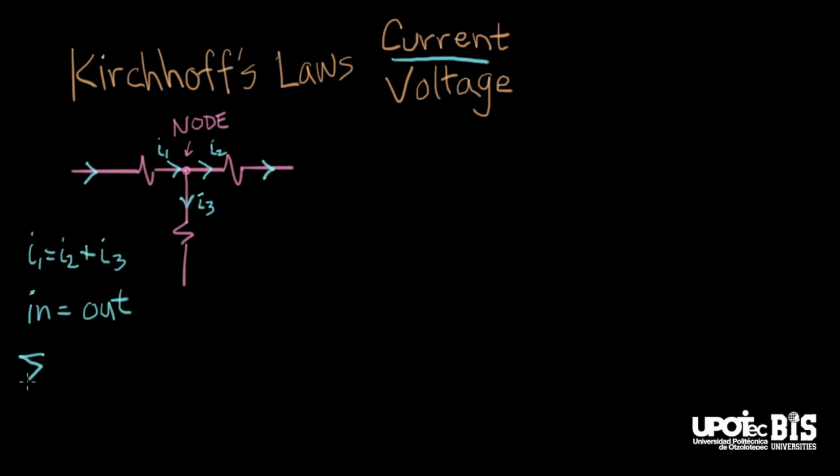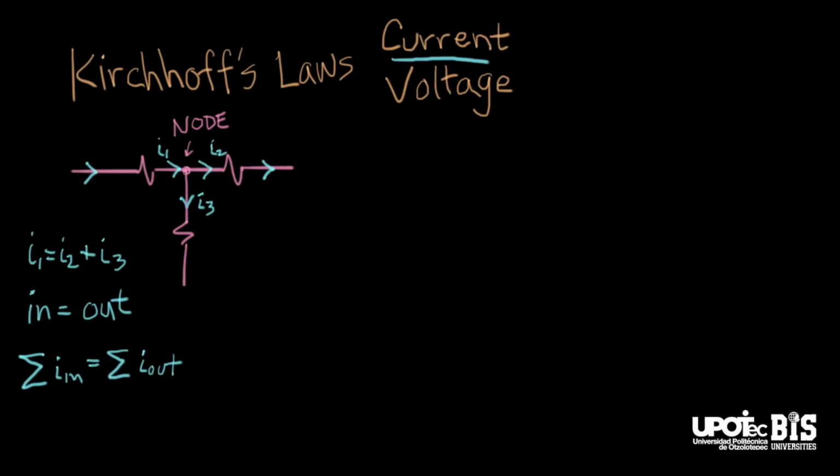In mathematical notation, we would say the summation of I in, the summation of currents going in. This is the summation sign. It equals the summation of I out. That's one expression of Kirchhoff's current law.